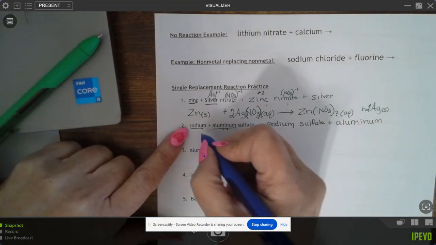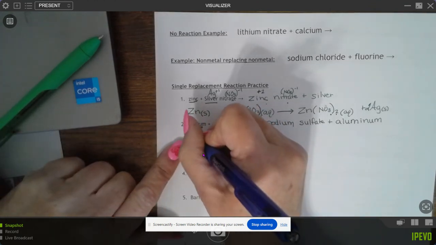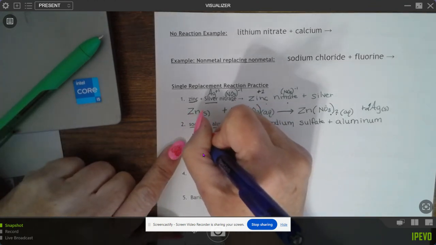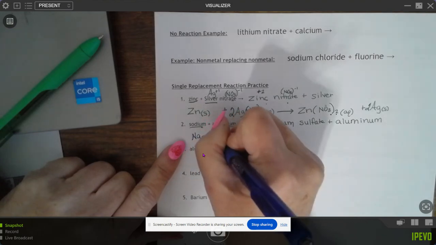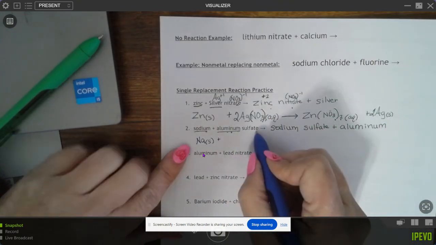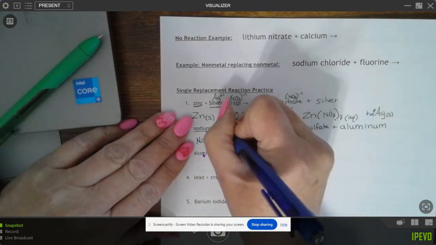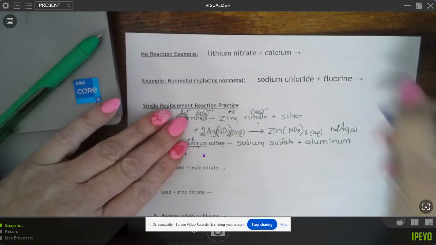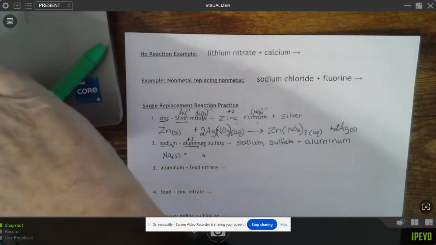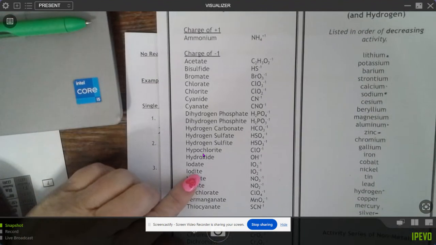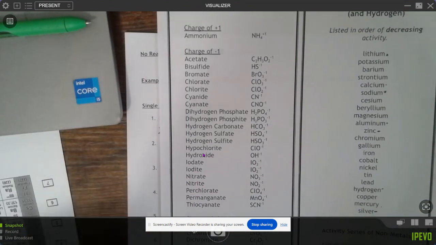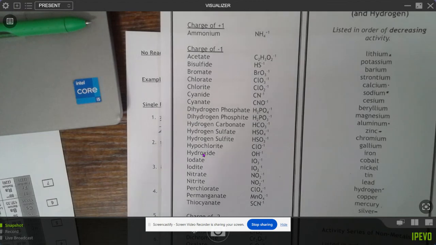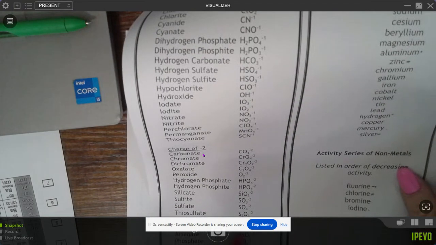So we start out with sodium, which is Na. That's a metal, so it's a solid. Plus aluminum sulfate. Aluminum has a +3 charge, and sulfate, if you look on your sheet, is right here, SO4.